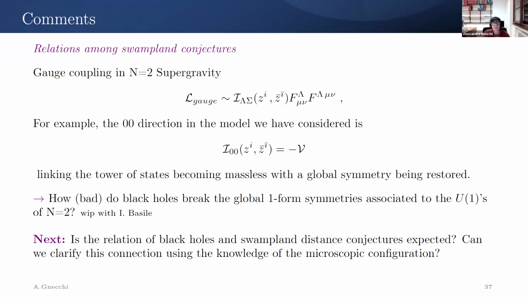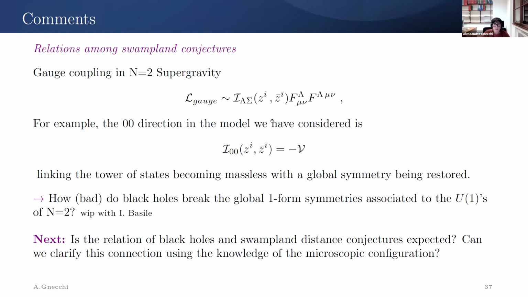And we can look, for example, at one of them, the graviphoton direction, the 0, 0 direction. If you write explicitly this coupling, this is also given by the volume. But this coupling is the coupling of the gauge field. If this volume goes to 0, it's like an infinite gauge coupling, because this is g to the minus 2, and vice versa. If this goes to infinity, then we're sending the gauge coupling to 0.